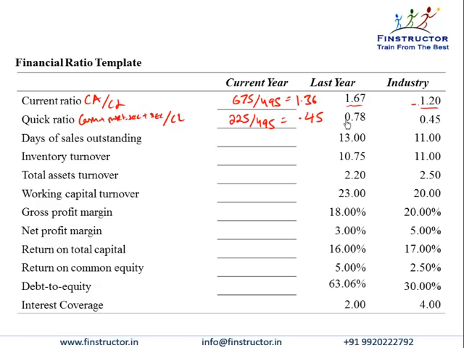So we see that the quick ratio has also come down as compared to last year, but is still in line with the industry average. So nothing big to really worry about.